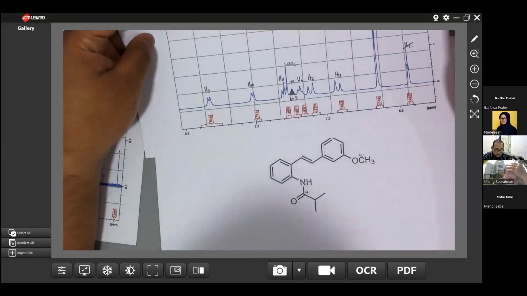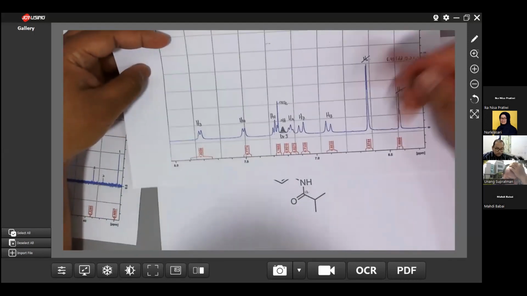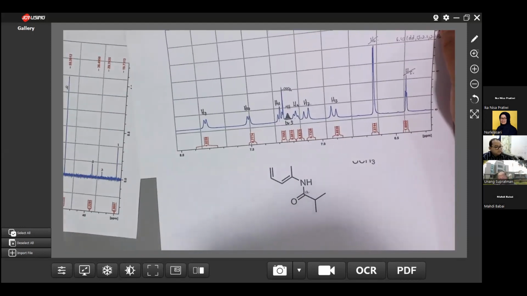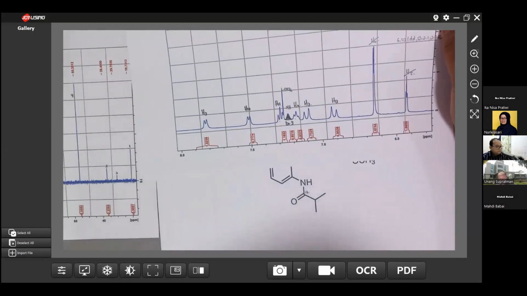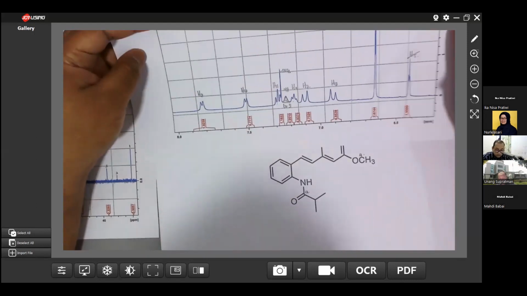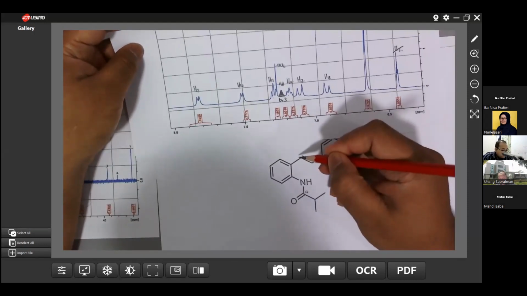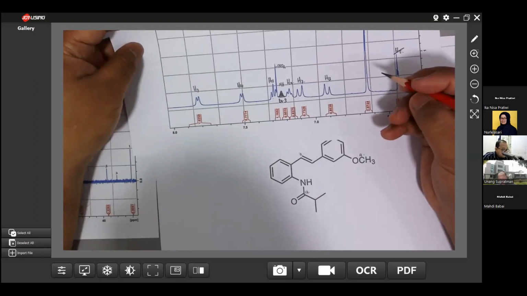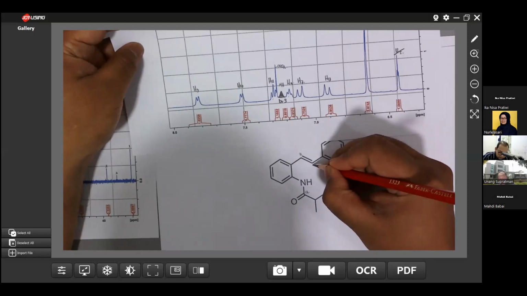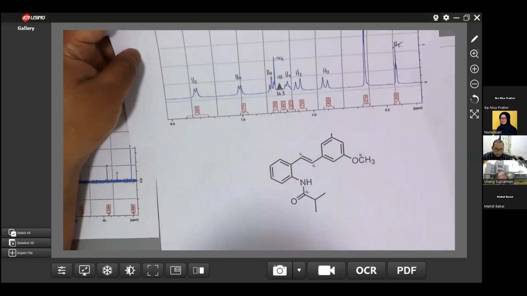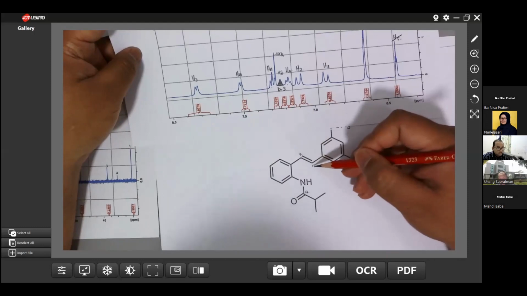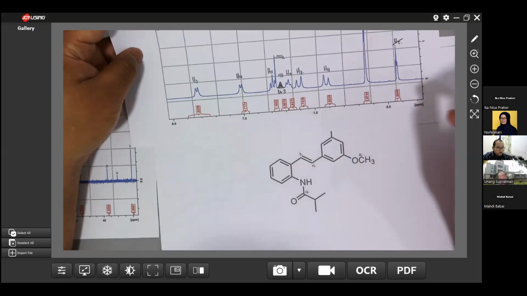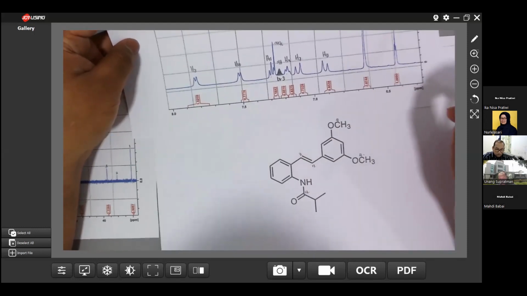So what else? You have these 2 trans protons. You can try to put 7 here, and this one is 13, maybe. Or you can put 13 here, 7 here. But this will be determined by HMBC correlations later. We put all the information that we have.